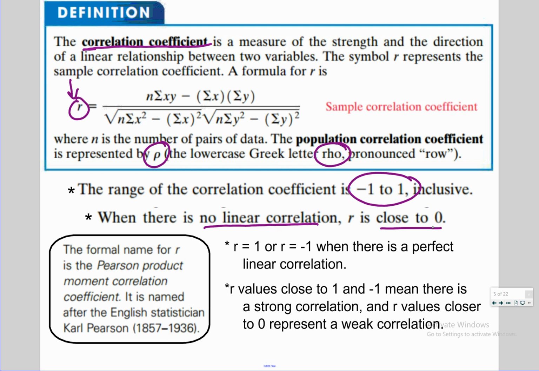You might see this called the Pearson coefficient. That's what this little blurb talks about here. That's where R got its name. That's the guy that figured all this stuff out. Questions on any of that? The range of R's for now. We'll get to the formula in a little bit.